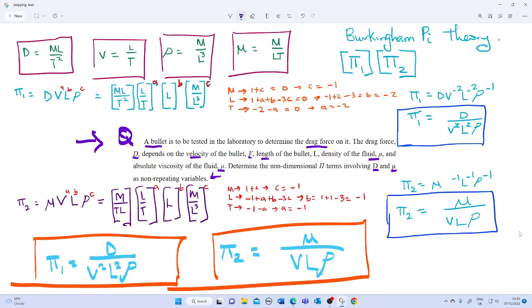Now, by using Buckingham Pi theory, which is pi 1 and pi 2, how do we approach this particular question?